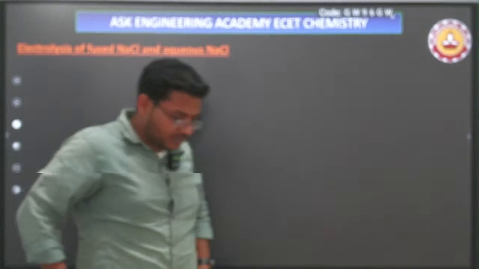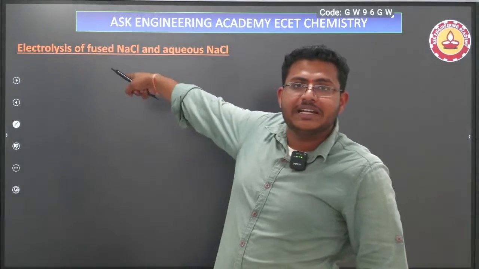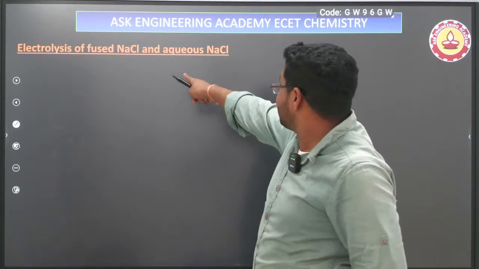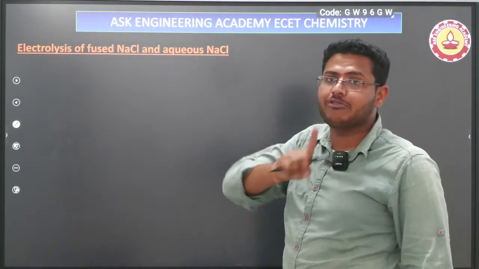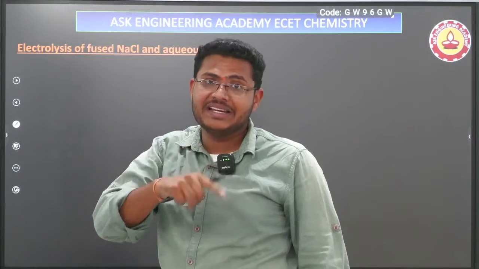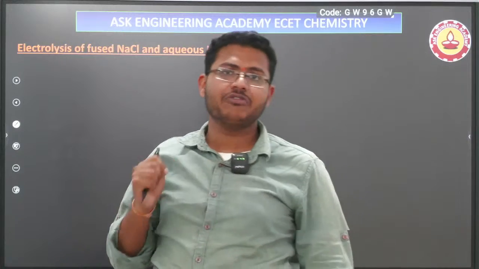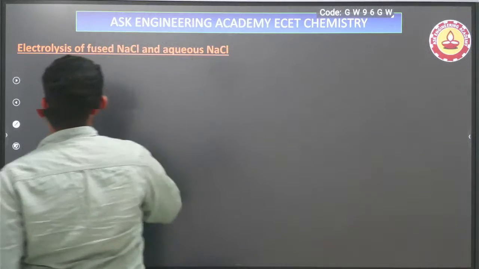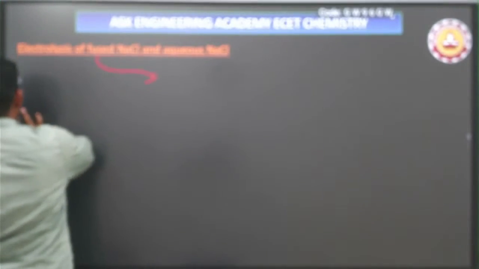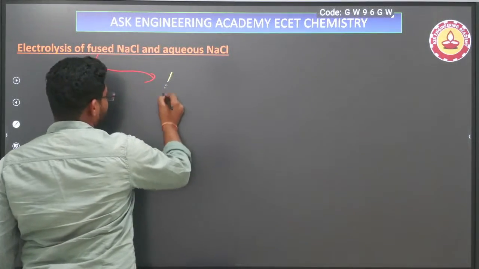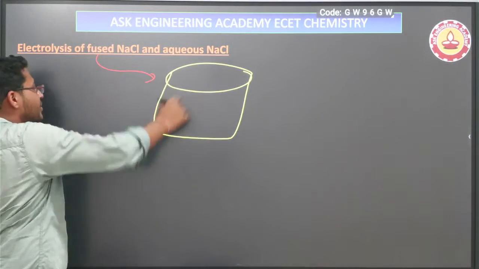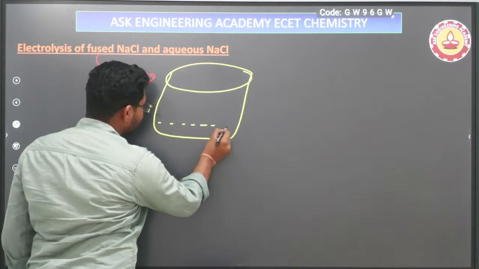Now we are moving on to electrolysis of fused NaCl. Here we are going to study how NaCl undergoes the electrolysis process. Electrolysis of NaCl is of two types: electrolysis of NaCl in its fused form, and electrolysis of NaCl in its aqueous form. First we are going to discuss fused NaCl electrolysis. I will explain with an example. See, this is the electrolysis beaker, the electrolysis chamber. This is fused NaCl.